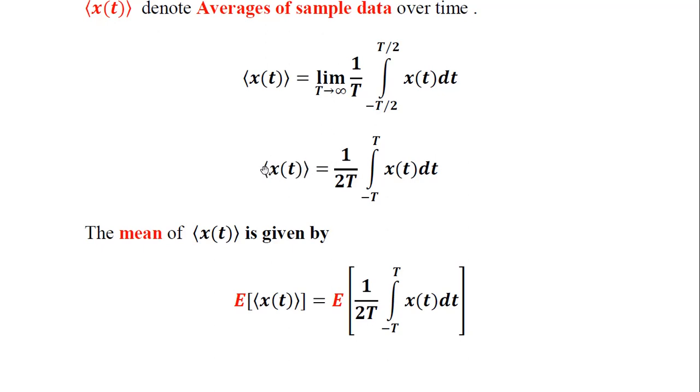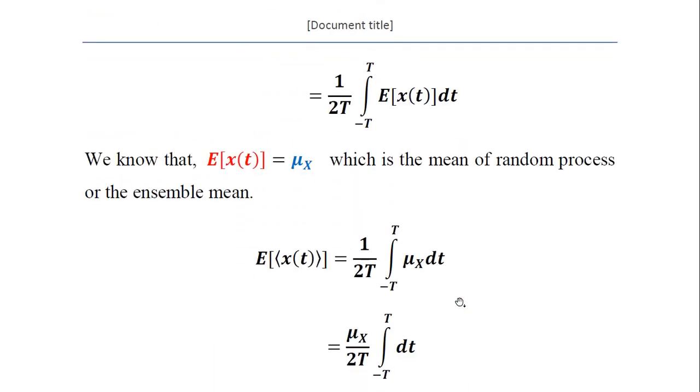The above equation denotes the averages of the sample data as denoted here. Now the mean of this quantity, in continuation with the above equation, that is the mean of the averages of the sample data, is given by the expectation operator. If you apply the expectation operator, we get the mean of that particular quantity. Therefore E of the average of x of t is equal to E of 1 by 2T integration between minus T to plus T of x of t dt. This becomes equal to 1 by 2T integration from minus T to plus T, with the expectation operator applied inside over x of t, dt.